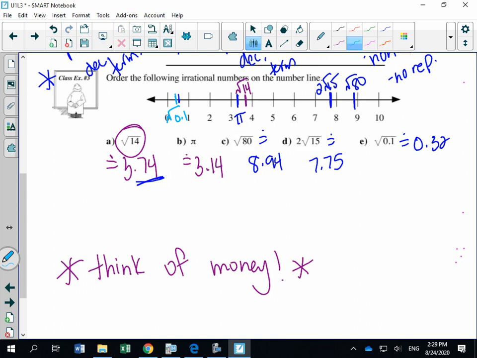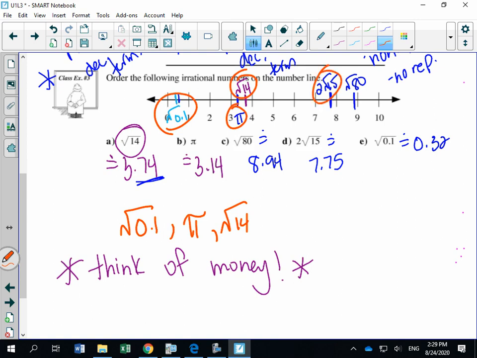What I would often ask on a test is I would often give you that number line, give you all the numbers, and then I'd say order it from least to greatest. They like to do that on exams as well. So then I just have to now look at my number line and say, okay, the smallest amount of money was the square root of 0.1. Pi is next, followed by the square root of 14. From here, what's next? 2 root 15. And then the square root of 80 is the biggest amount. Okay? So again, think of money, you'll never get these questions wrong.